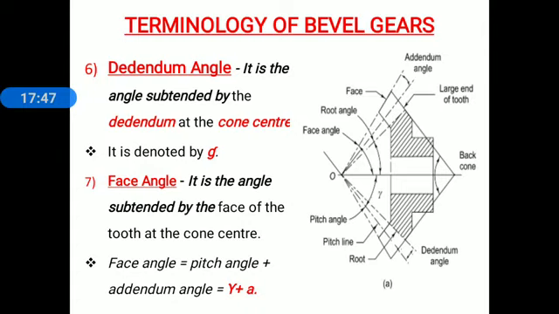Now point number 7 in terminology, face angle. Observe the sketch, observe the face angle. Face angle is the summation of pitch angle and addendum angle, gamma plus alpha. Again, see the definition. It is the angle subtended by the face of the tooth at the cone center. Face angle is the sum of pitch angle and addendum angle, gamma plus alpha.